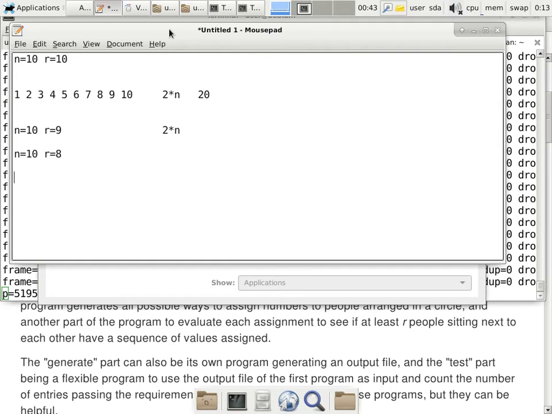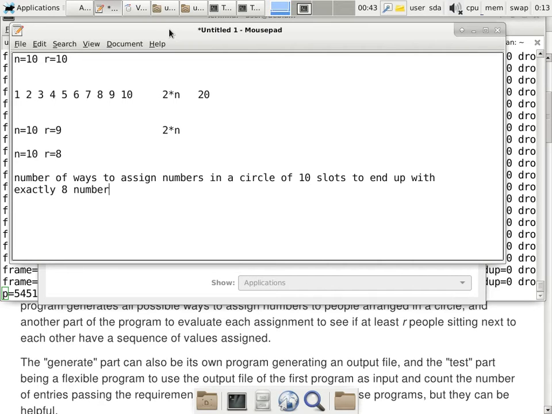Okay, so we focus on the number of ways to assign numbers in a circle of 10 slots to end up with exactly 8 numbers in a sequence, okay? Which is not what the homework assignment is asking, but thinking about this one will help you get to the answer that I'm asking in the homework assignment. So let's focus on this one.